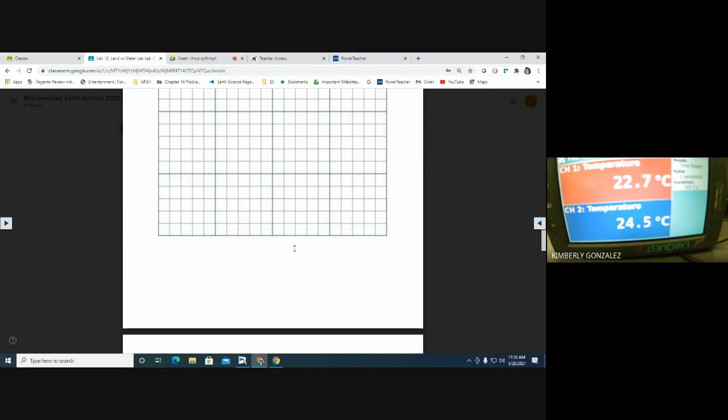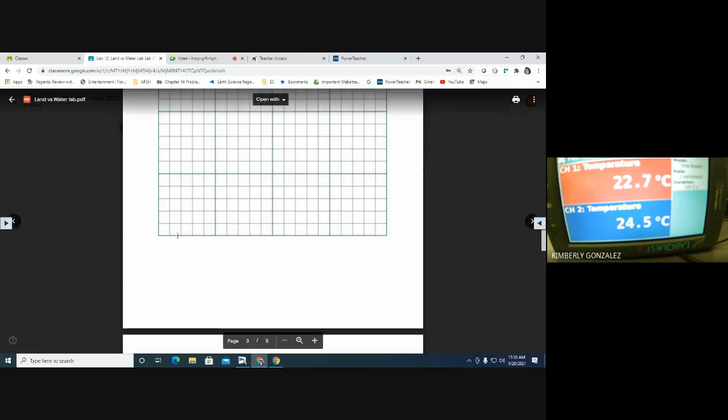A lot of you guys are losing points on graphs because you're not circling the data points. So for a graph in general, you need a title. You need your axes labeled with units. If it's more than one line, you need a key. You need the data points circled and connected. Okay, so for every graph, that's what I'm looking for.